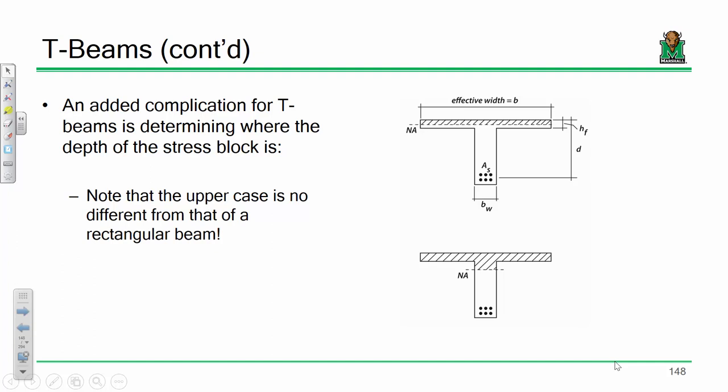Here's the cross-section. Now remember, what do we do? We solve for A. A is that magic depth such that the force in compression equals the force in tension. So there's really two options. Option one is that A could be up here.